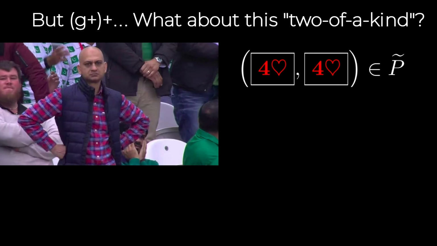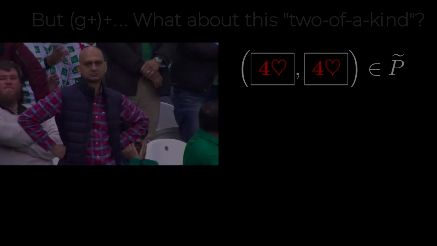But gee, I hear you say. The set P tilde also contains impossible pairs, like two copies of the Four of Hearts. You're right, that's not ideal. For a pair of cards to be a valid two of a kind, we need the values to be the same, as we've already done, but we also need the suits to be different. Otherwise, we have two copies of the same card, which isn't possible in a standard deck.